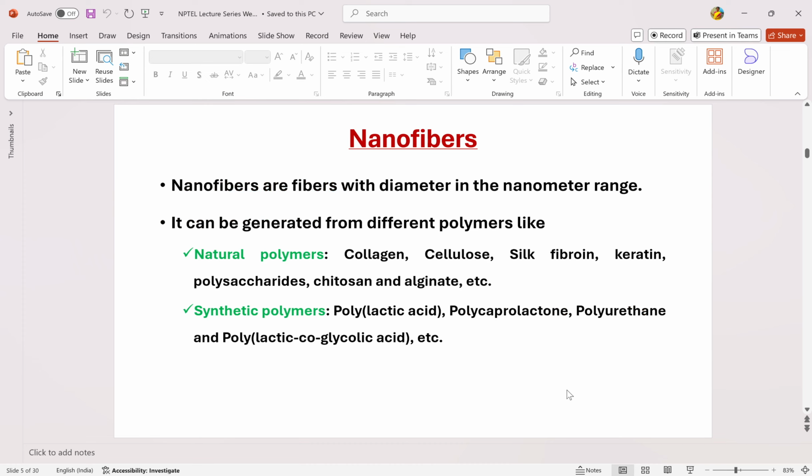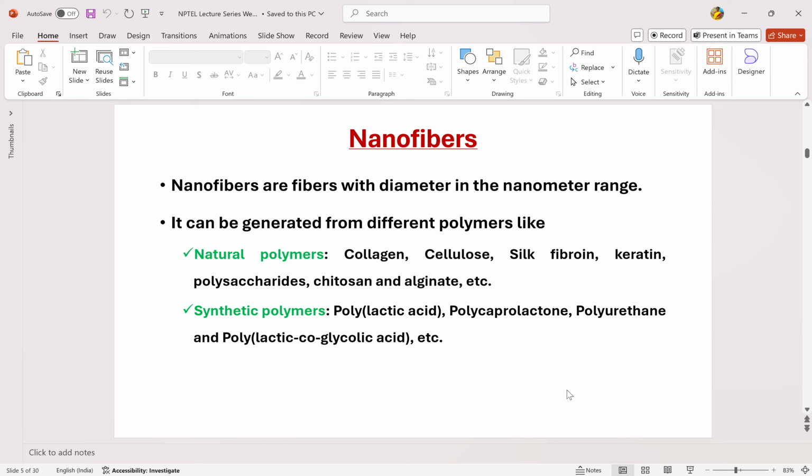Then we are having nanofibers. What are nanofibers? These are basically fibers with the diameter in the nanometer range. You can make nanofibers from different polymers, like natural polymers such as collagen, cellulose, silk, fibrin, keratin, polysaccharides, chitosan, and alginate, and synthetic polymers like polylactic acid, polycaprolactone, polyurethane, and polylactic-co-glycolic acid. These can also be used.